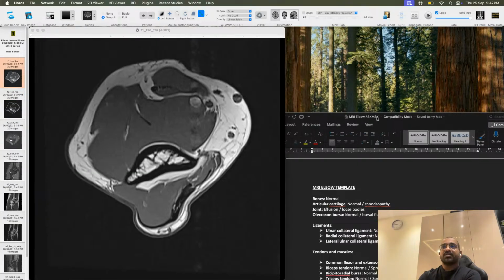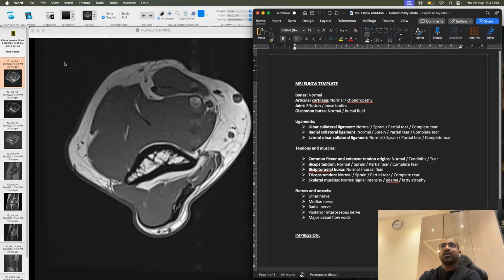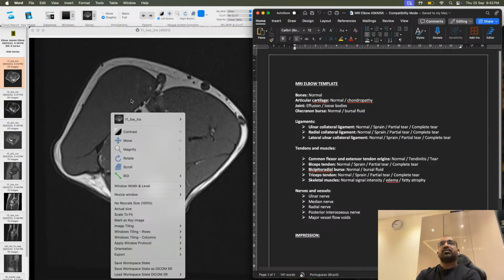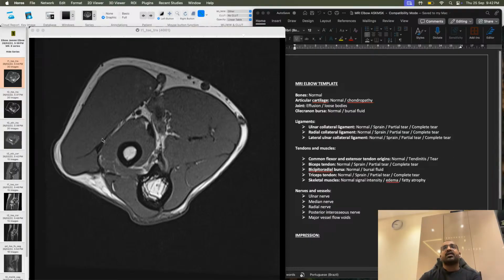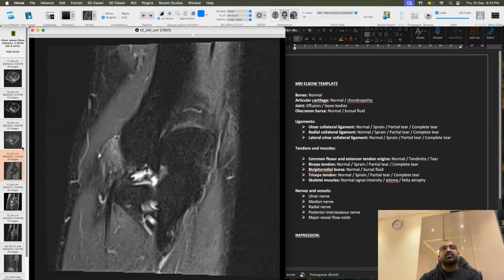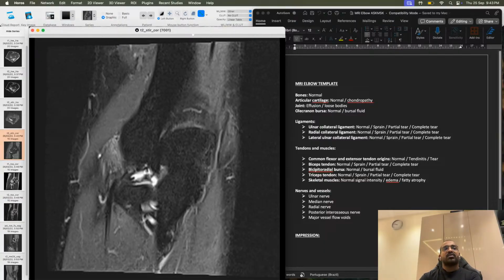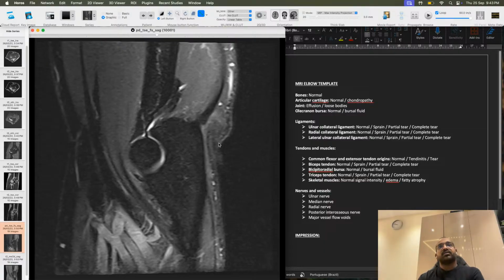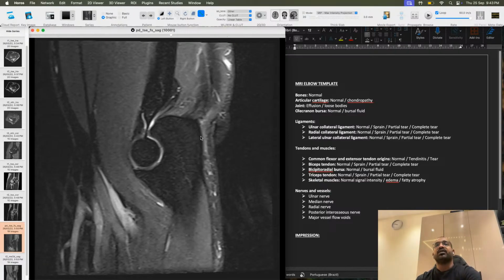What are all the structures we need to look at in the elbow? Bones again, and articular cartilage, whether there is normal articular cartilage or any chondropathy. Joint effusion, I already mentioned. Olecranon bursa: sometimes we have fluid in the olecranon bursa, also called student's elbow, usually at the posterior aspect of the olecranon process. Next we have the ligaments: ulnar collateral ligament, radial collateral ligament, and lateral ulnar collateral ligament. The ulnar collateral ligament has two bands, which we can cover in the next section. Common flexor and common extensor origin tendons, I have shown you.